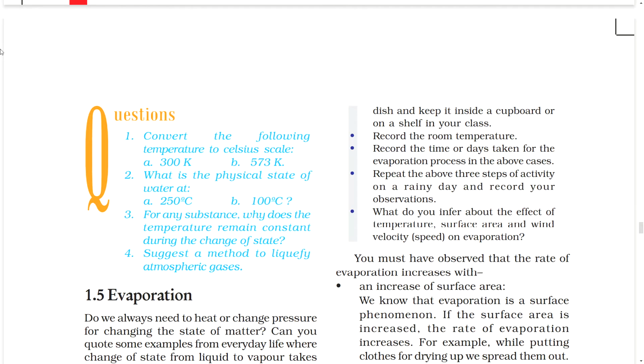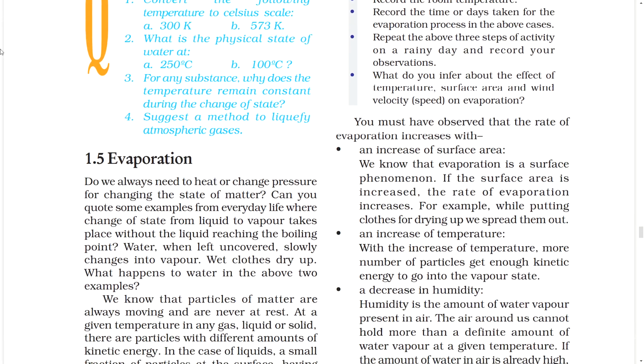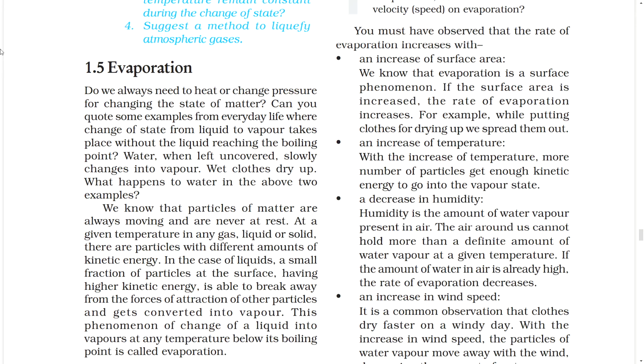You must have observed that the rate of evaporation increases with an increase of surface area. We know that evaporation is a surface phenomenon. If the surface area is increased, the rate of evaporation increases. For example, while putting clothes for drying up, we spread them out. An increase of temperature: with the increase of temperature, more number of particles get enough kinetic energy to go into the vapor state.